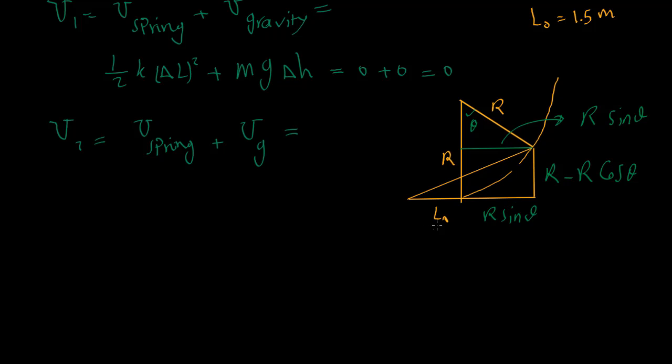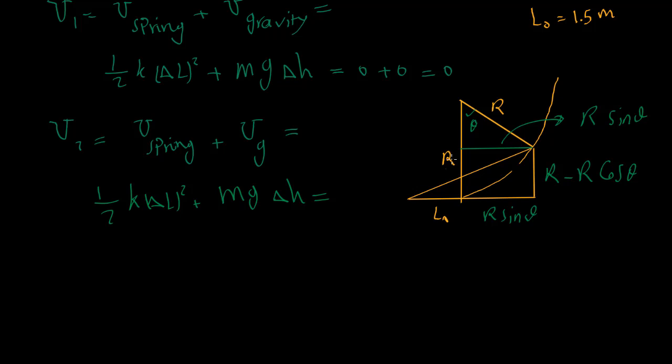So now I have a triangle. It's a right angle triangle. We have one side here, we have one side here, so we can find the second length of the spring here. So we can say that here this is equal to, again, 1 over 2 k delta L squared plus this is mg delta h. So this length is equal to delta L.